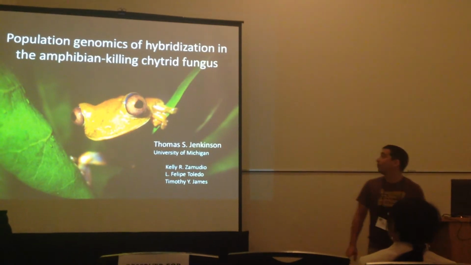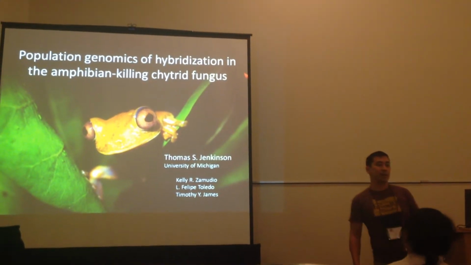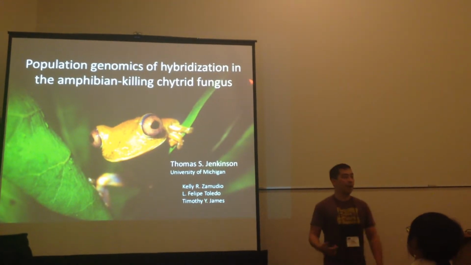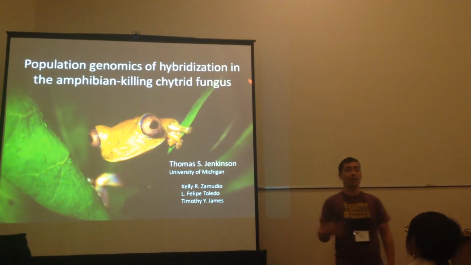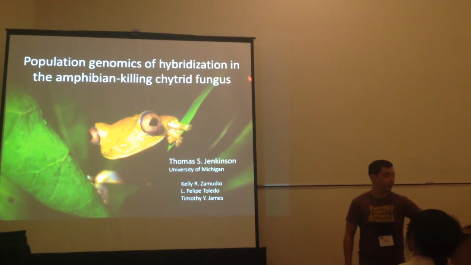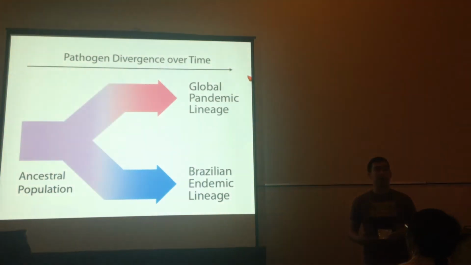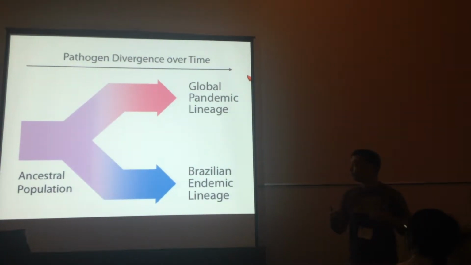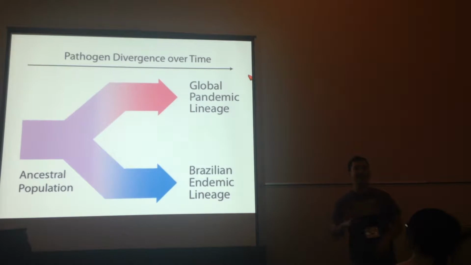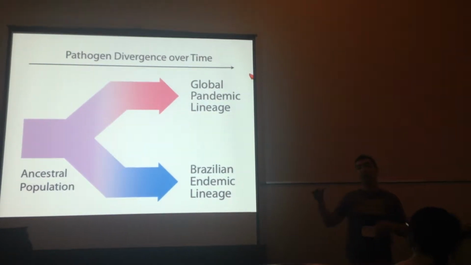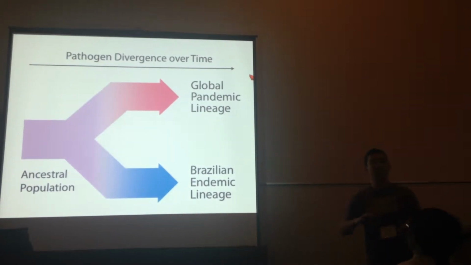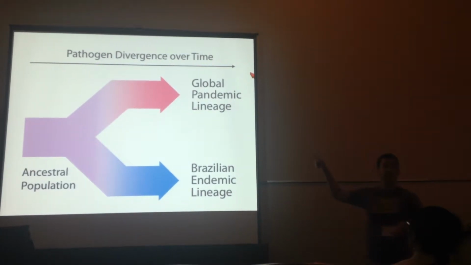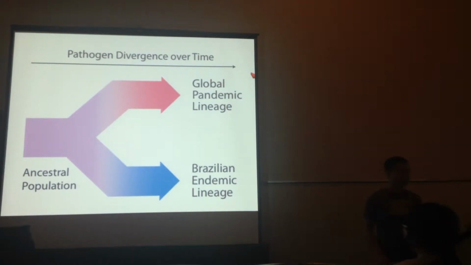For those of you unfamiliar with the Amphibian-Killing fungus, it is the newly emerged pathogen of frogs and salamanders, caused by the aquatic fungus Batrachochytrium dendrobatidis. In our study system in Brazil, we see two deeply divergent lineages of the Amphibian-Killing fungus: a putative Brazilian endemic that's deeply divergent from the lineage we know to be responsible for outbreaks of disease around the world, or global pandemic lineage, which I'll abbreviate GPL.